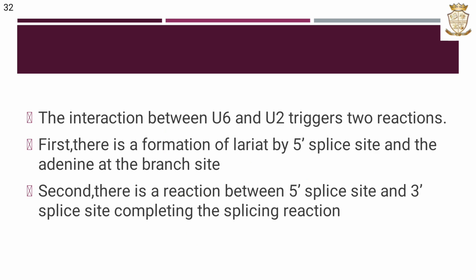The interaction between U6 and U2 triggers two reactions. First, there is a formation of a lariat by the 5' splice site and the adenine at the branch site. Second, there is a reaction between the 5' splice site and the 3' splice site, completing the splicing reaction.